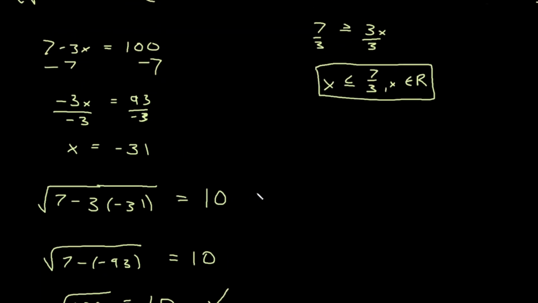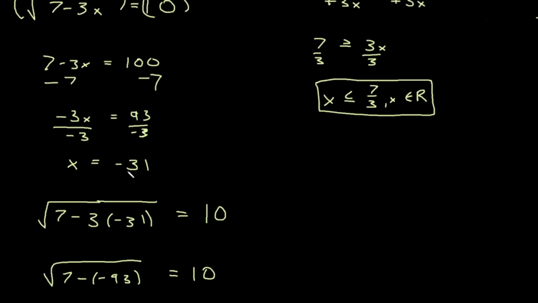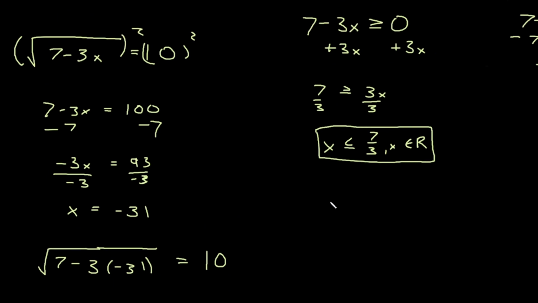All right? So we know that x equals negative 31 is a possible solution. So we can say, therefore, x equals negative 31 is a real solution.